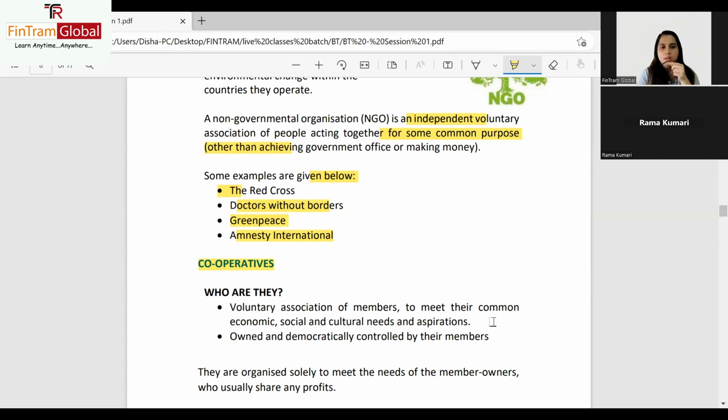It's not a term as such. Like you have your Red Cross, you might have heard. Similar to that, there's another NGO, Greenpeace, there's Doctors Without Borders, Amnesty International. So they're working towards various causes, whether it's related to the environment or any social cause and all of that.